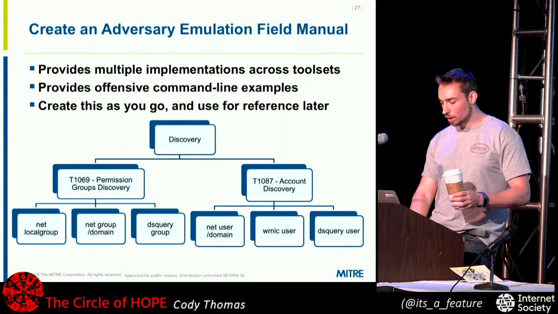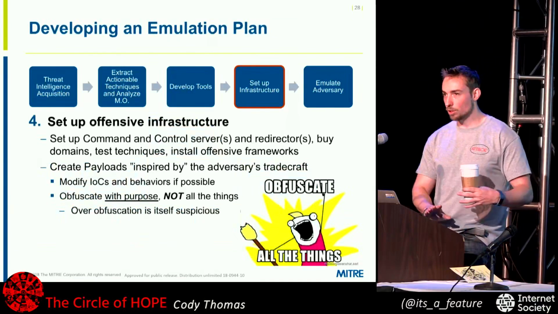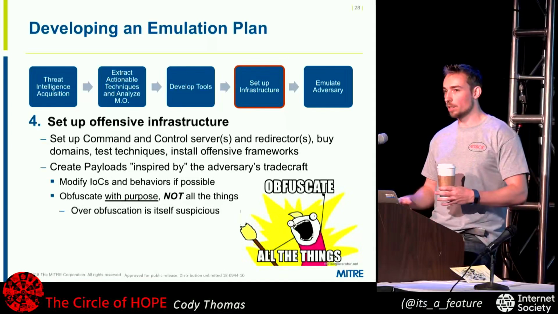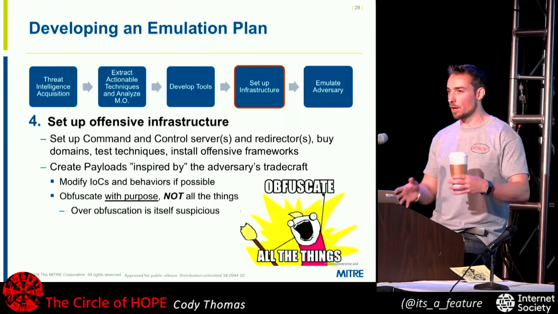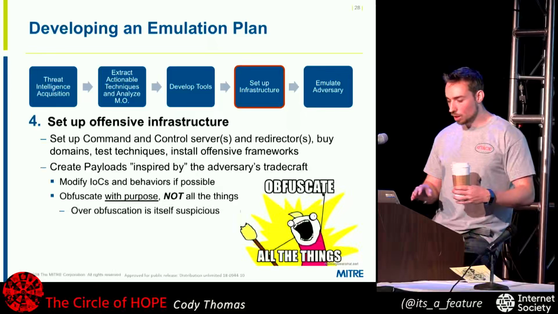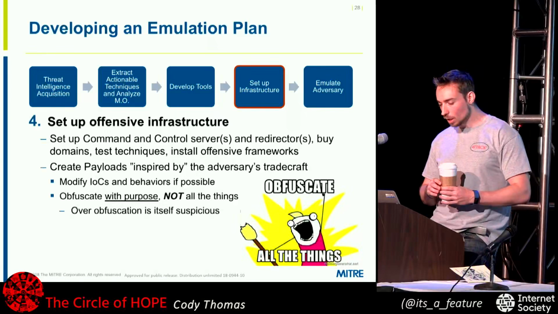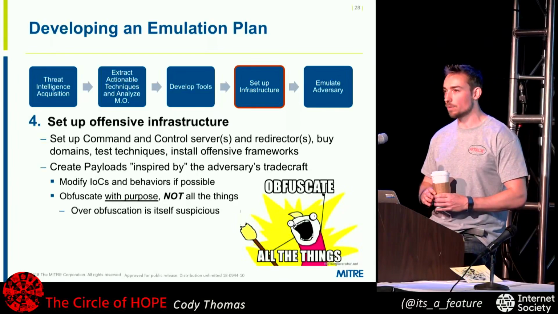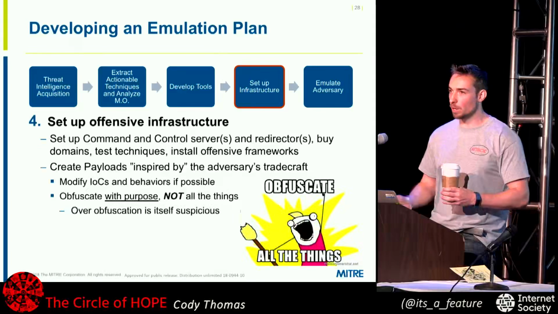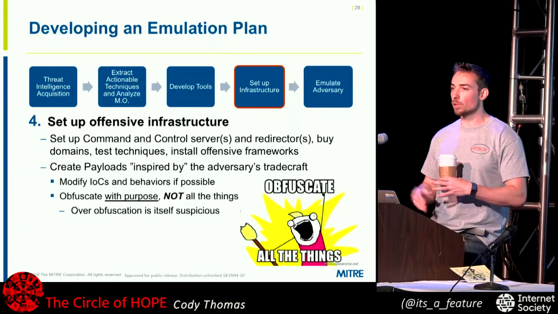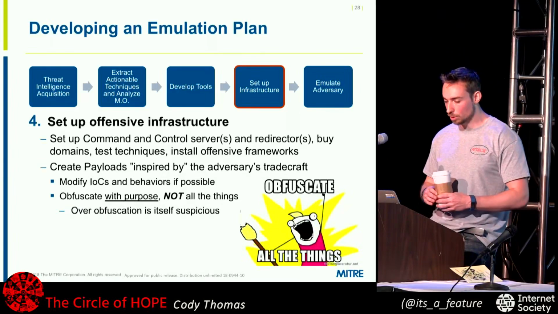So now that you've established how you're going to do things, you have your tools, the next step is setting up your infrastructure and getting ready. This, for our APT3 example, is that phase 1, getting everything set up: buying your domains, your redirectors, testing your techniques, and of course you're going to be creating your payloads that are inspired by the adversary's tradecraft. Remember, you're not going to be dropping Pupy or PlugX onto your target network. You're going to be using your tools, but try and make them look closer to what the adversary will use.